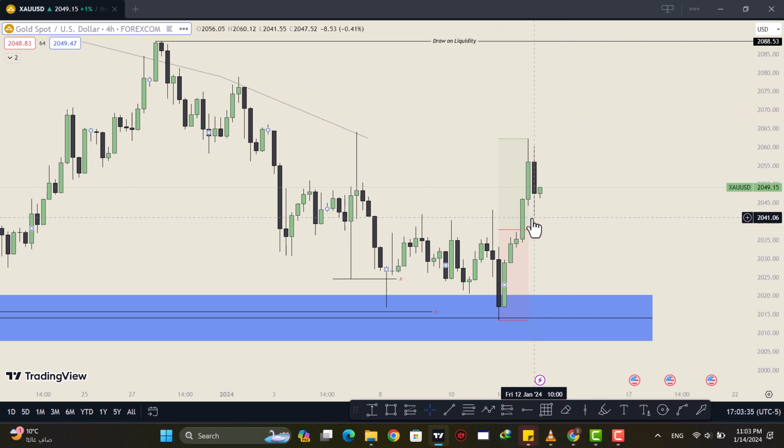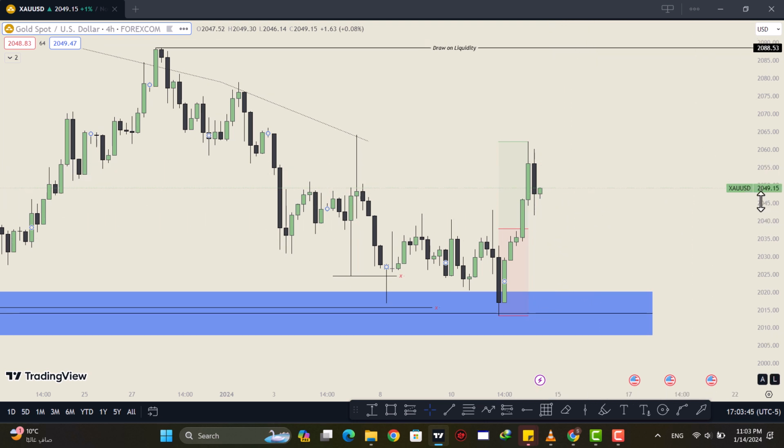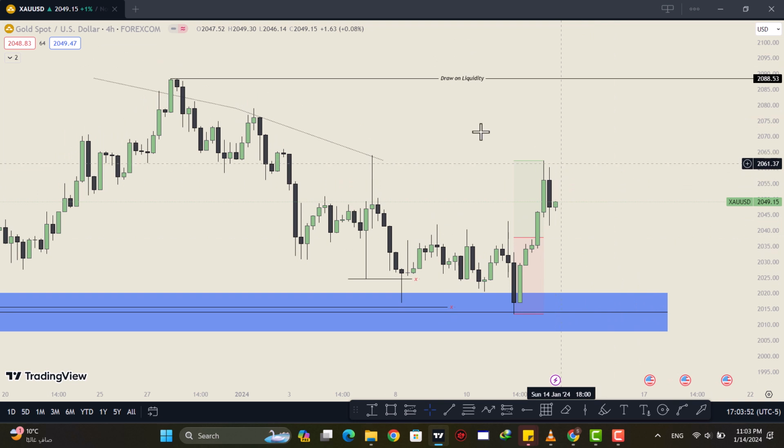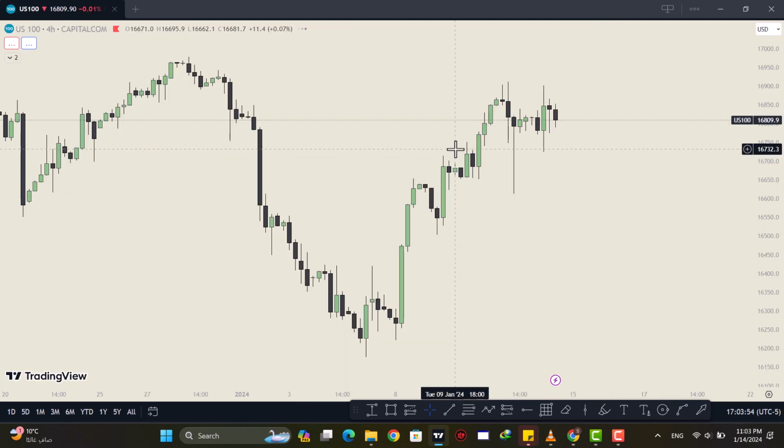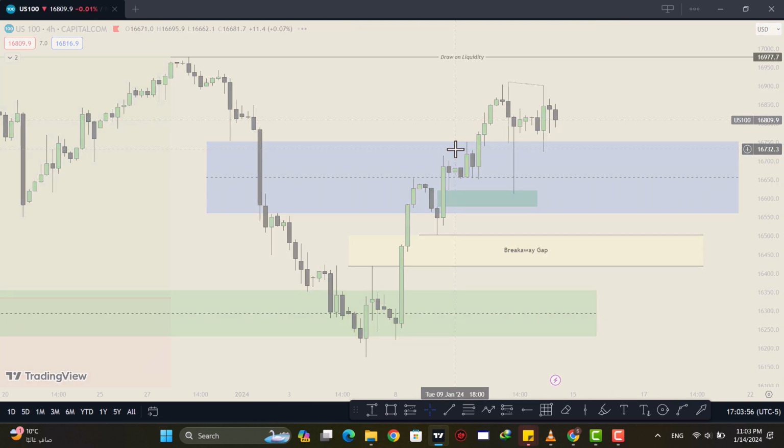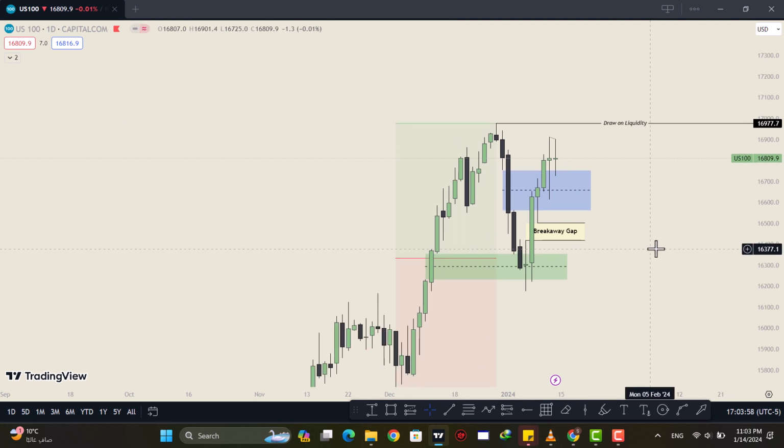So maybe taking previous day low. This is Friday's low. And then I would look for displacements on the 1 hour or the 15-minute time frame to go higher. So that's my outlook for gold. Let's move on to another pair. And this is the US 100.